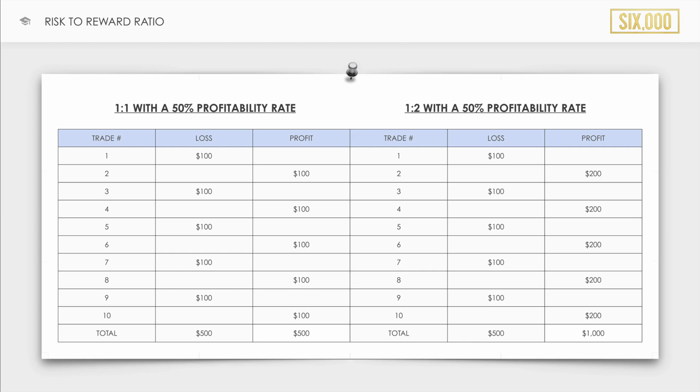Now, of course, this is a very simple overview, a very simple example. When risk management comes into play, when you're risking 1 to 2%, it's not going to be as easy as that. This is just a very simple overview of the power of just a simple risk to reward ratio when you apply it in your trading.